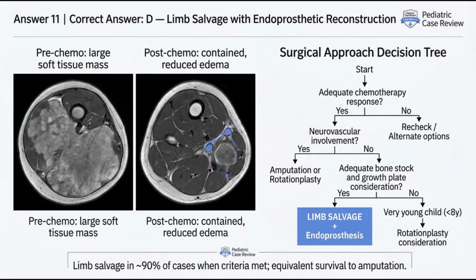Rotationplasty is a specialized procedure where the lower leg is rotated 180 degrees and reattached, so the ankle functions as a knee joint, and it is particularly considered in very young children under 8 years of age. Curettage alone is never appropriate for high-grade malignant bone tumors as it leaves residual disease.